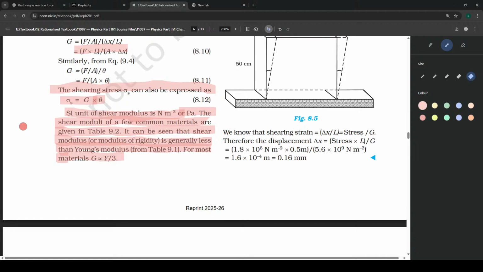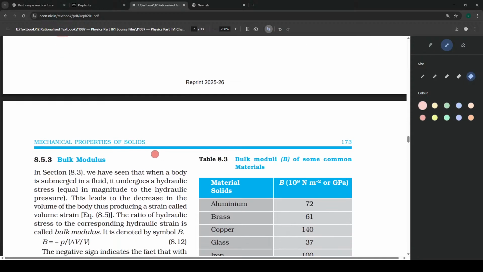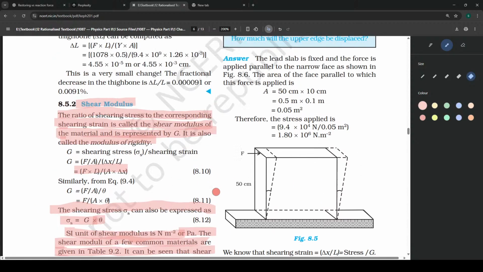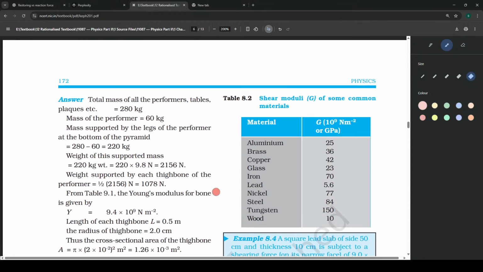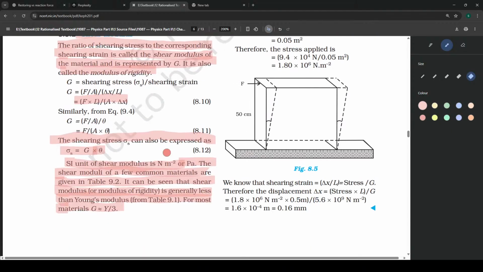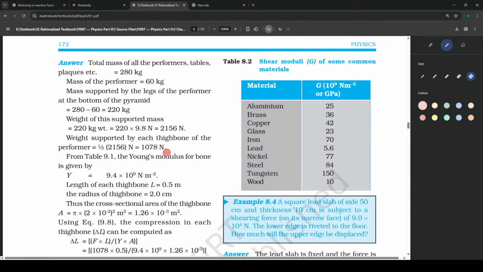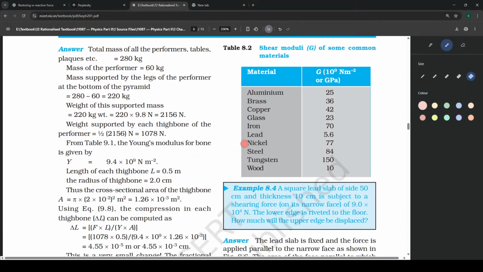It is comparatively less than the Young's modulus. It is essentially related to the intermolecular bonding or intermolecular interactions, which control the shear modulus. It's important to remember that shear modulus is approximately equal to Young's modulus by 3.